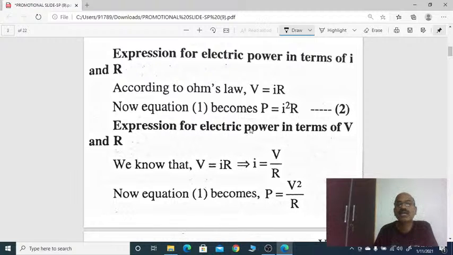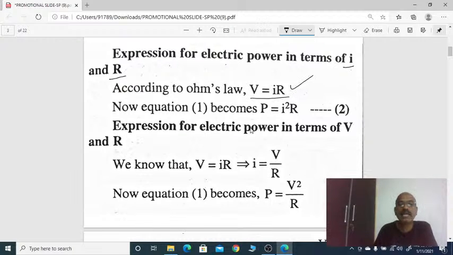Expression for electric power in terms of current and resistance. We know from Ohm's law V equal to IR. So substituting in P, we will get I square R. P equal to I square R.